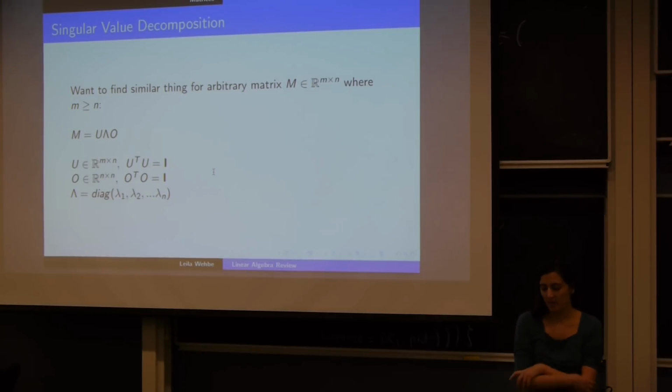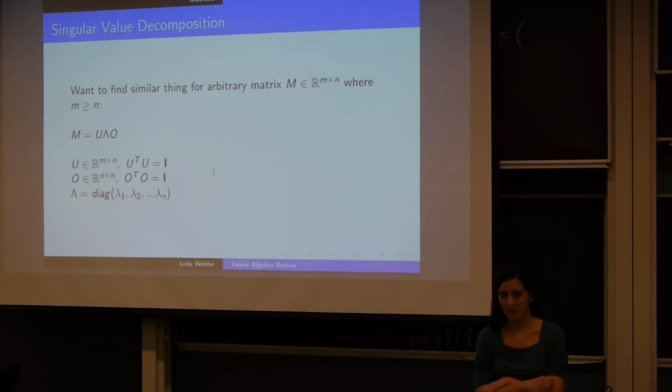And finally, we want to use a similar decomposition for arbitrary matrices, not only for symmetric matrices. When we do SVD, you're going to see that we can write a matrix M as U times lambda times O, in which both U and O are orthogonal matrices, and lambda will contain the eigenvalues for M. But we're actually going to have to look at M transpose M in order to get those values.